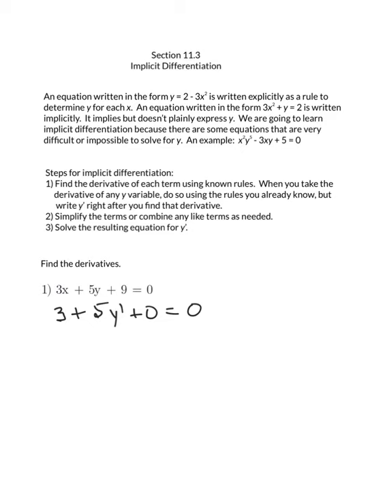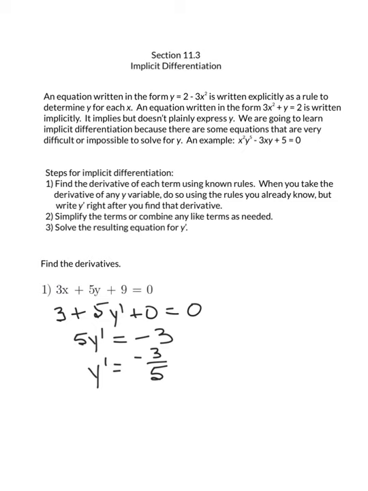There are no simplifications or changes we need to make to this. We just need to jump down to solving for y prime. So I need to get the y prime term by itself. If I do that, I'm going to have 5 y prime equals negative 3. Divide both sides by the 5, and we get y prime equals negative 3/5. So that is the derivative of that equation.